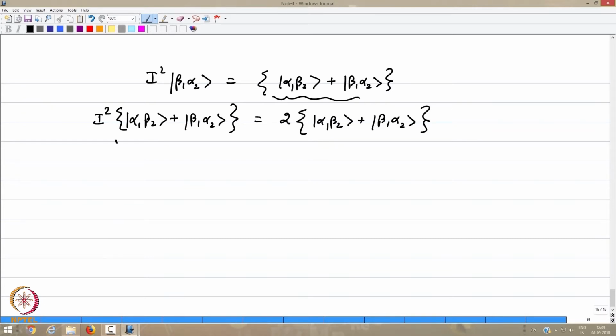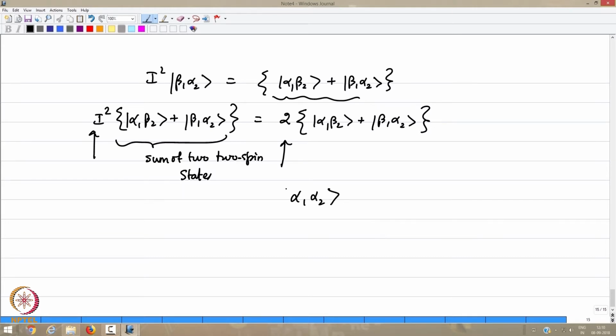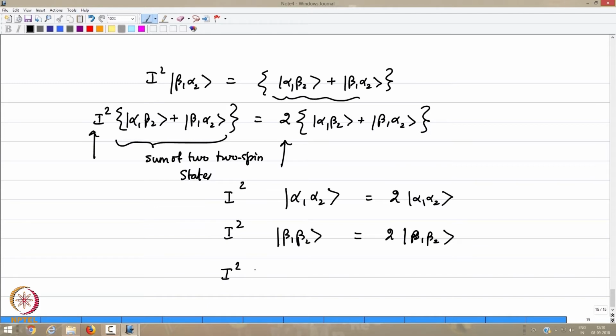Okay. So, the state alpha 1 beta 2 plus beta 1 alpha 2, which is the sum of two spin states, is an eigenfunction of the total angular momentum, the square of the angular momentum I square, with the eigenvalue 2. So, you have got three functions, namely alpha 1 alpha 2, that is an eigenfunction of I square giving you 2 alpha 1 alpha 2. I square on beta 1 beta 2 is also an eigenfunction with the same eigenvalue, and the third one, alpha 1 beta 2 plus beta 1 alpha 2, is also an eigenfunction of the I square operator.